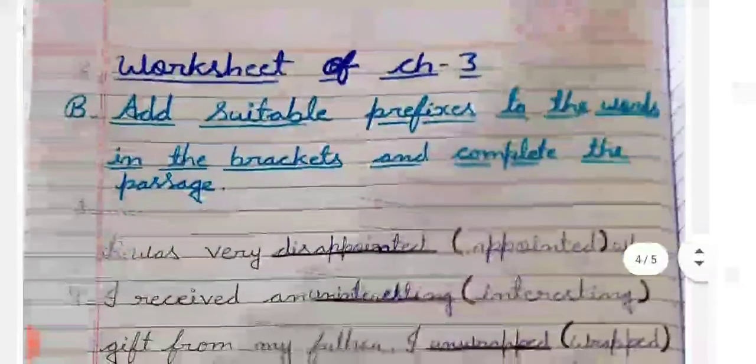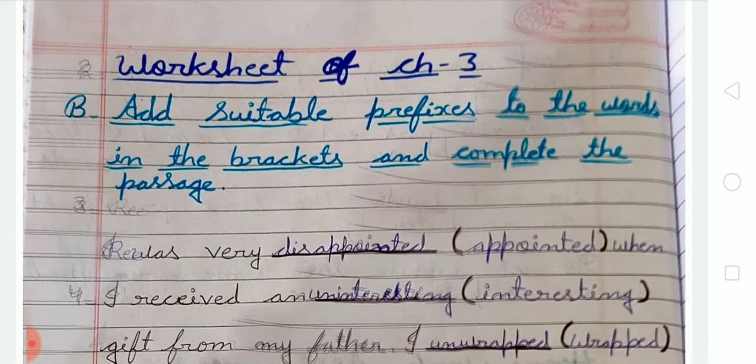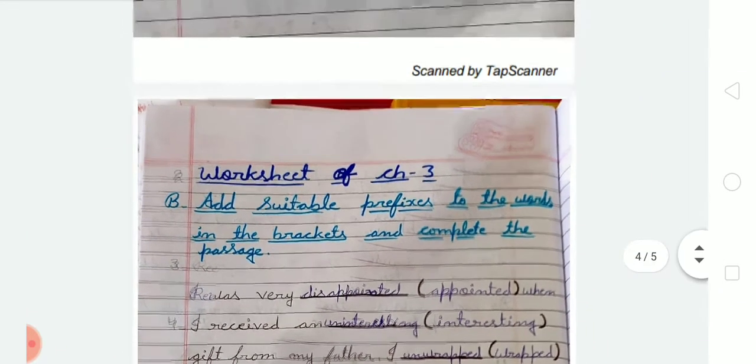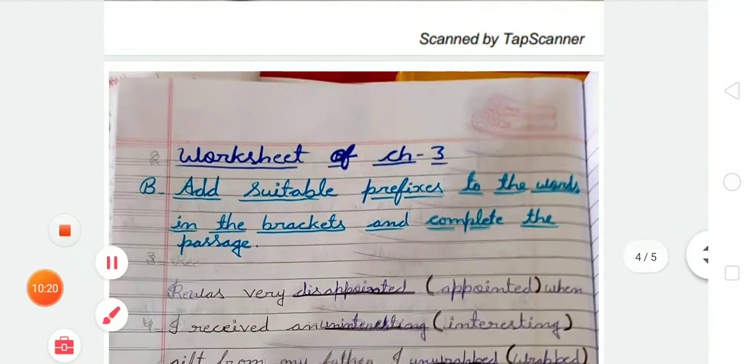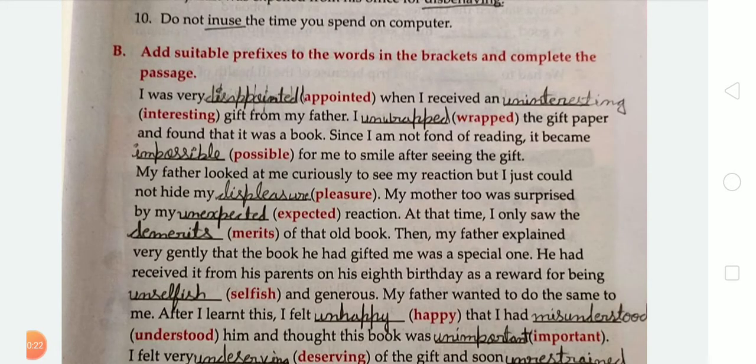Okay student, now moving to the next exercise, that is exercise B. So dear student, what will we do in exercise B? So come to exercise B, that is, add suitable prefixes to the words in the brackets and complete the passage. Okay, so student, again we use prefixes. We have to use the suitable prefixes according to the given words that are in brackets. So let's complete the paragraph.